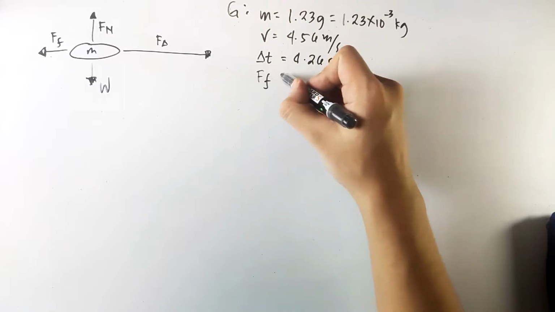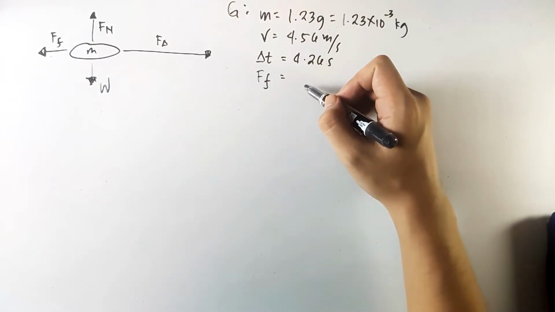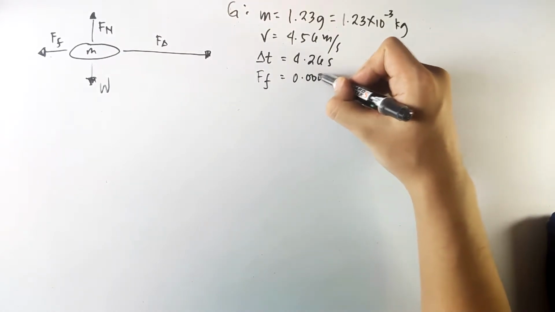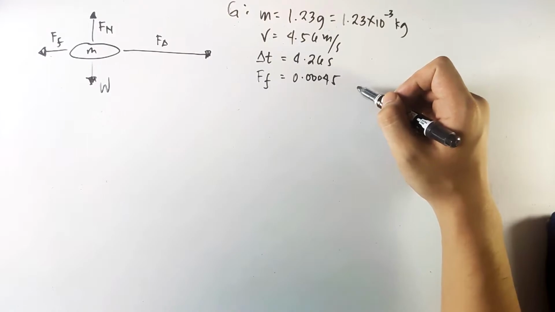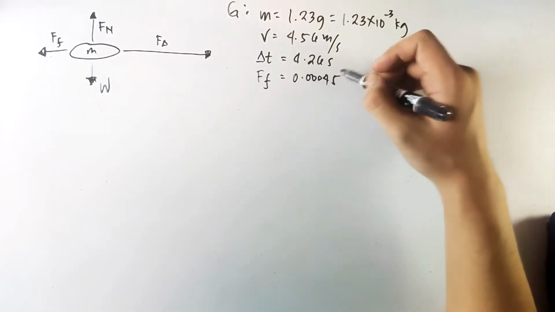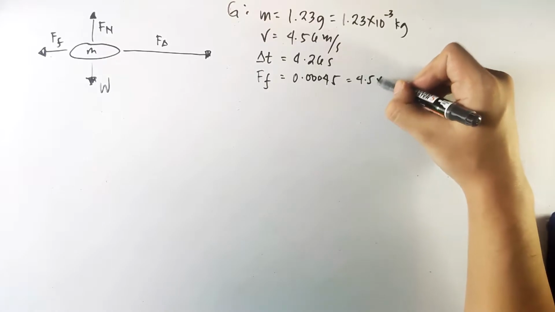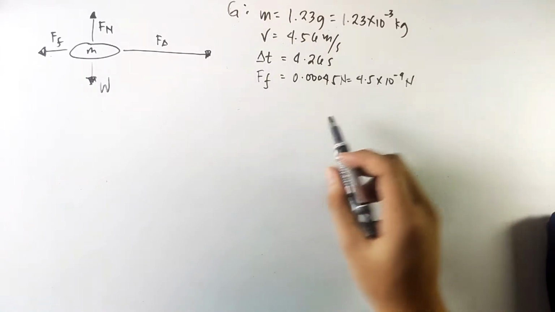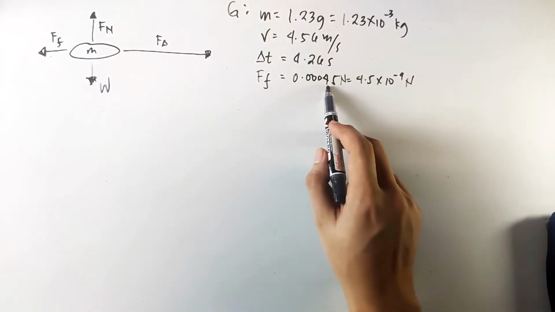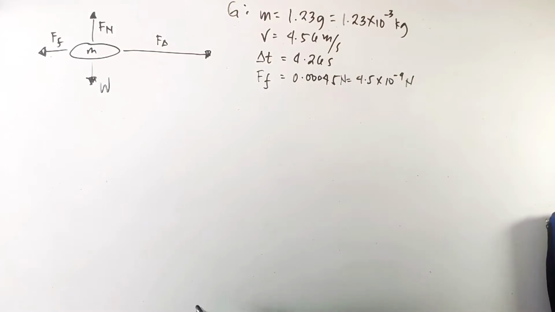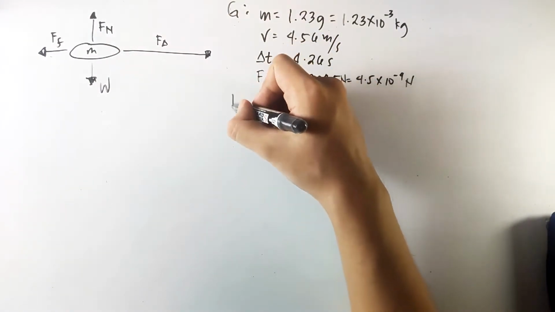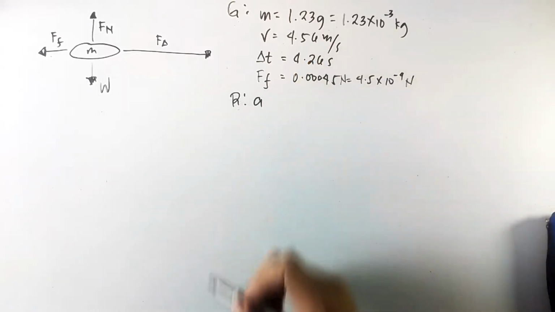the force of friction, which is 0.00045, which of course can be rewritten as 4.5 times 10 raised to negative 4. The unit of this is of course in newtons. So 1, 2, 3, 4. Okay, so this is correct. So our required, according to the problem, is the acceleration of the puck.